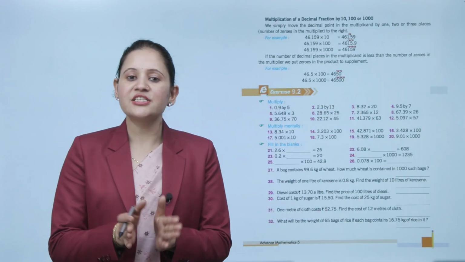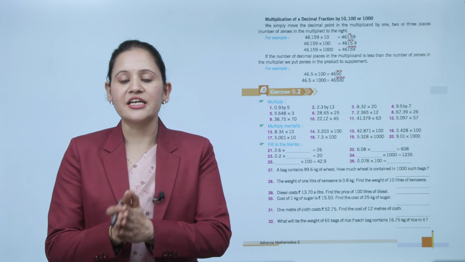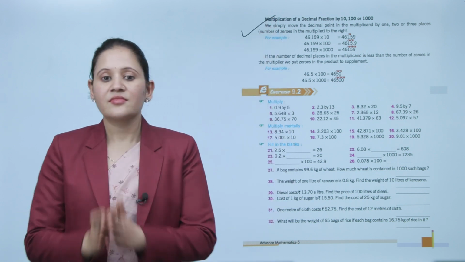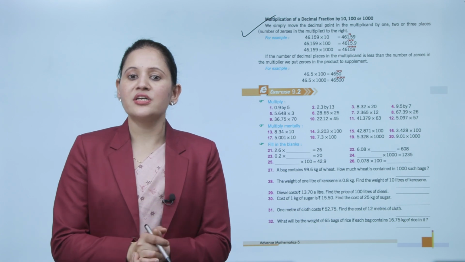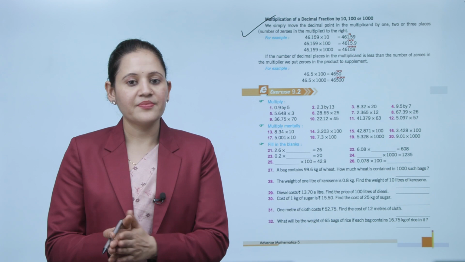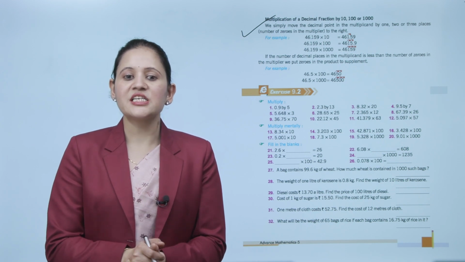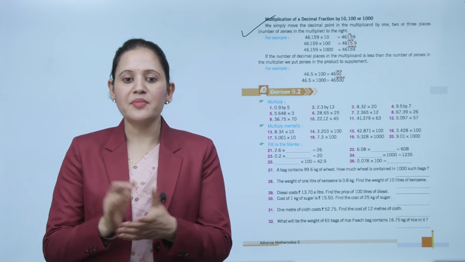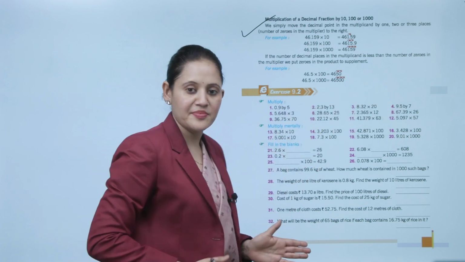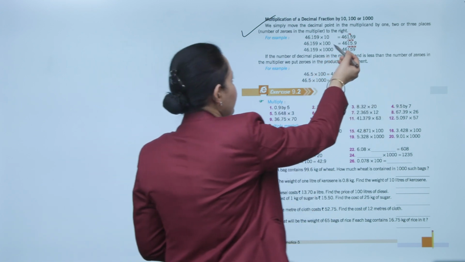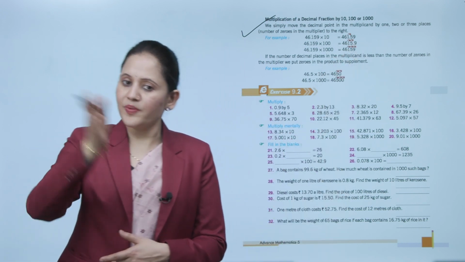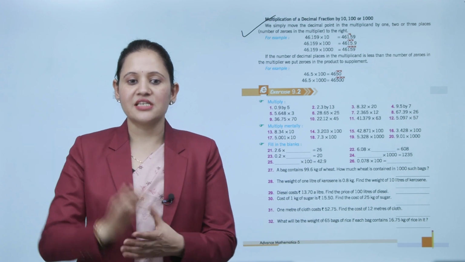Next is multiplication of decimal fractions by 10, 100 or 1000. We simply move the decimal point in the multiplicand by 1, 2 and 3 places to the right. 46.159 multiplied by 10. So what will the decimal point do? It will shift 1 place to the right. So the product would be 461.59. For 100 it is 2 places right, for 1000 it is 3 places right.